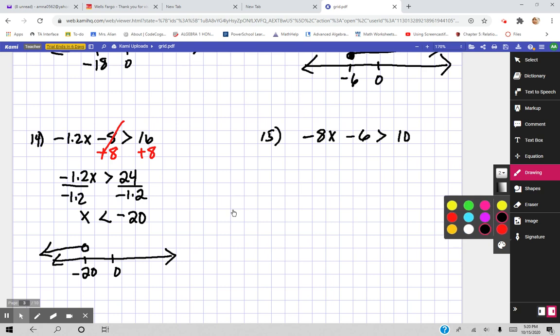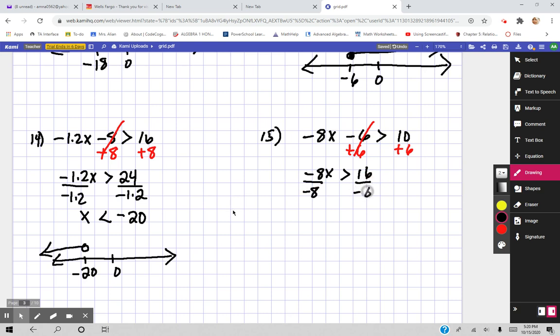Okay, let me try to catch up. So add 6 to both sides. You have negative 8x is greater than 16. Divide both sides by negative 8. Because you're dividing by a negative coefficient, you have to flip the sign. You got that? Good job.